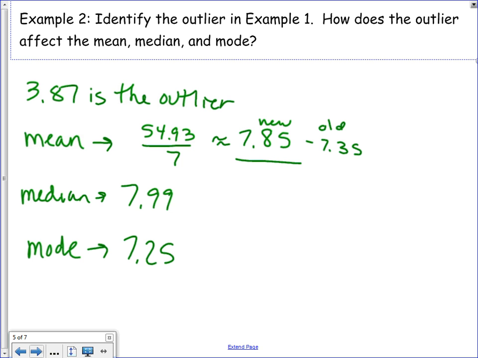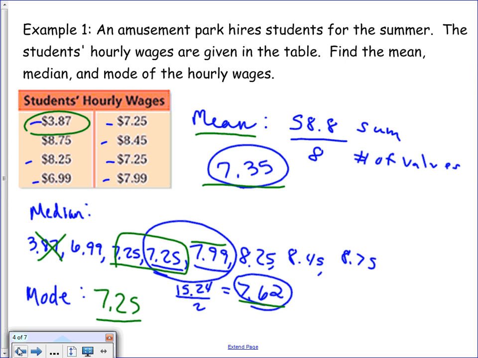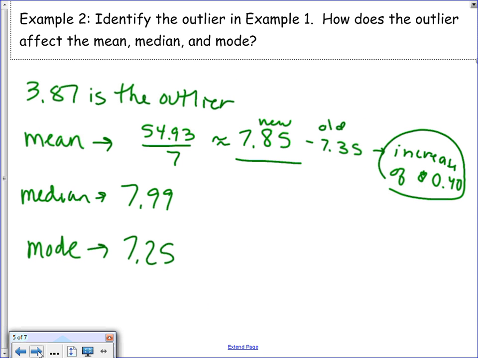Okay. So that was an increase of 40 cents. Okay, so that's how the mean changed. It was increased 40%, or 40 cents, I mean. Okay. And then the median, okay, was 7.99, whereas before it was 7.62.